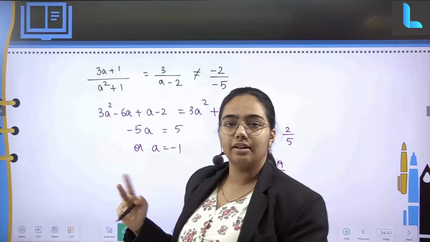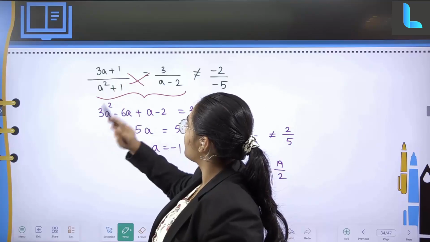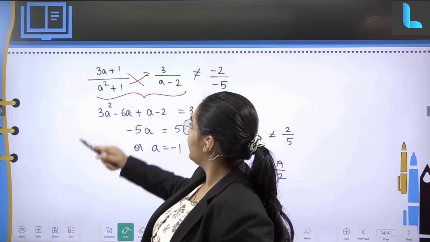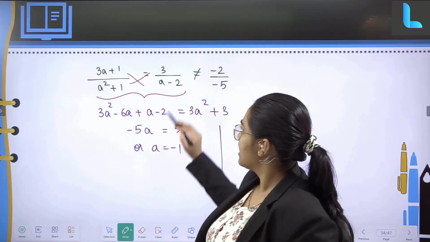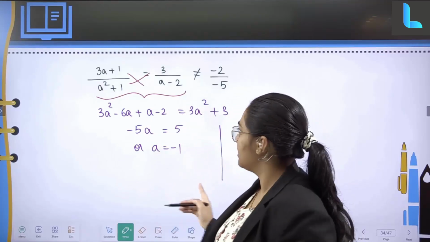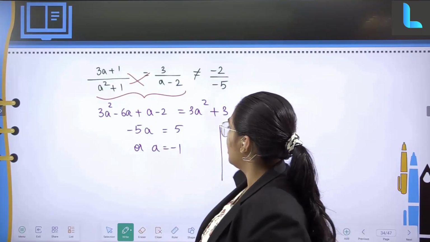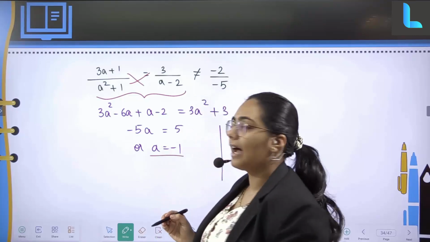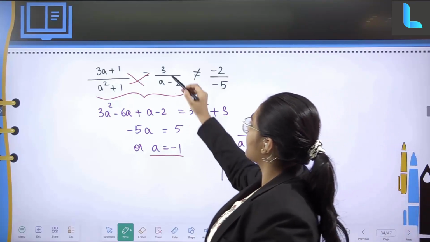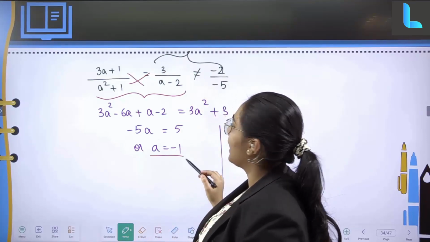What are the two things you have to compare first? These 2 things. Just cross multiply this. 3a plus 1 into a minus 2. So a into 3a is 3a square. a into 1 is plus a. Similarly, minus 2 into 3a is minus 6a. Minus 2 into 1 is minus 2, equal to, when you multiply this, 3 into a square is 3a square plus 3. When you substitute for this, you get the answer a is equal to minus 1.